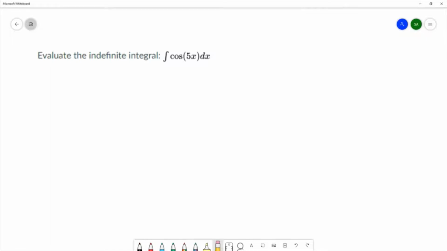So for this question, we're going to evaluate the indefinite integral of cosine of 5x dx. And this time I'm going to do the problem with the substitution method. Usually you let something that is on the inside be what you're substituting for. So I'm going to let the inside be u, which is 5x. I'm going to calculate the derivative of that, which is du dx is 5.